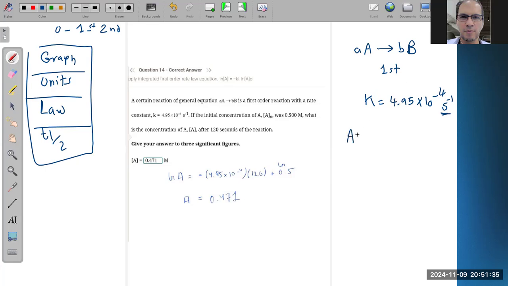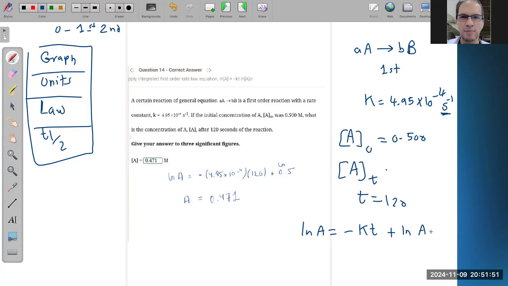If the initial concentration A0 was 0.500, what is the concentration after time t equal to 120 seconds? So again ln A equals negative kt plus ln A at time 0. So ln A at time t. Then I need to find the A concentration after a certain time. The concentration here was 0.5, the time was t, and the K, we have it. So I can just plug in my numbers.